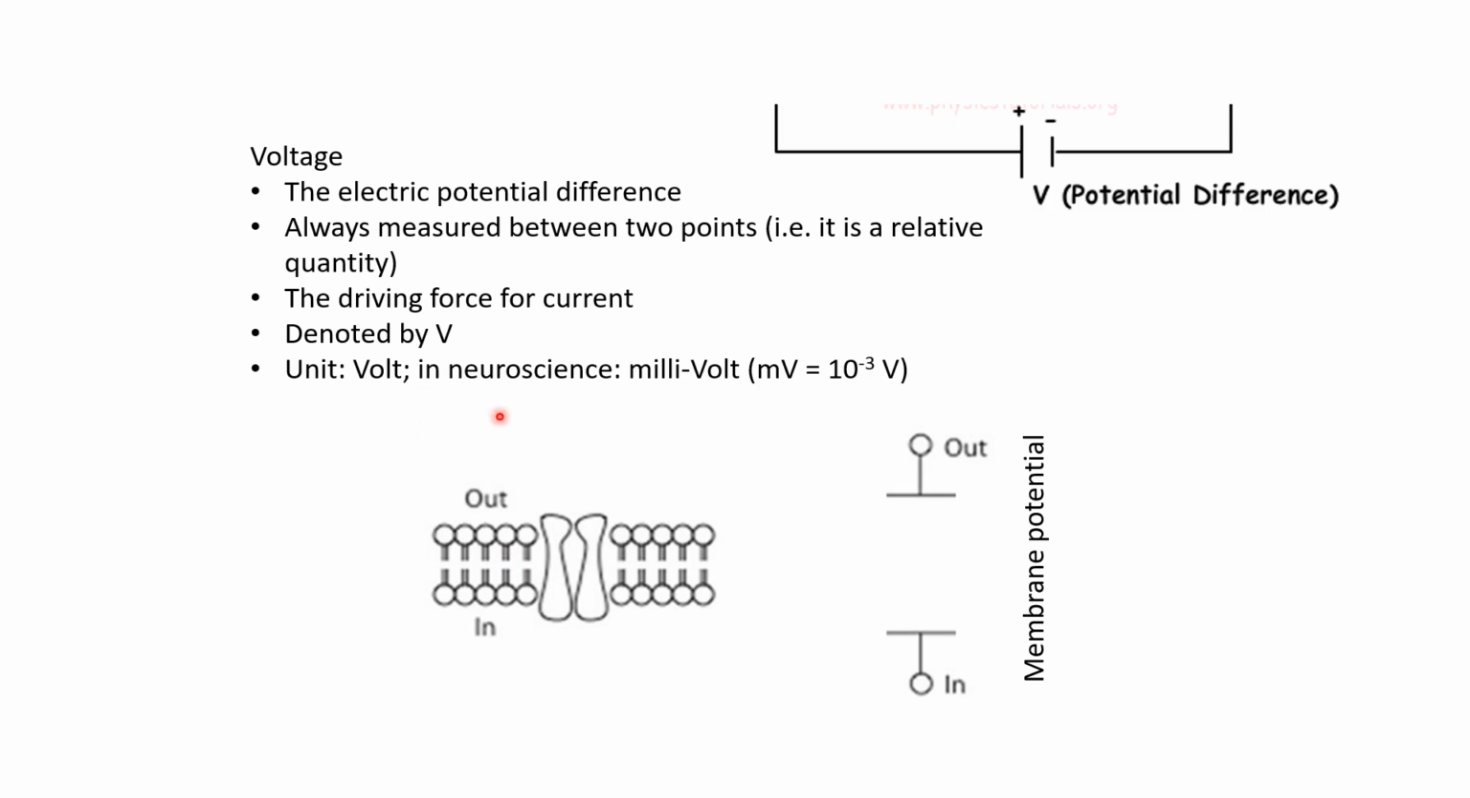and that differential distribution creates electrical potential. So we can say that there is a membrane potential. Typically the outside is considered as the reference point, and then relative to outside we can say what is the voltage of the neuron inside, and that is known as the membrane potential.